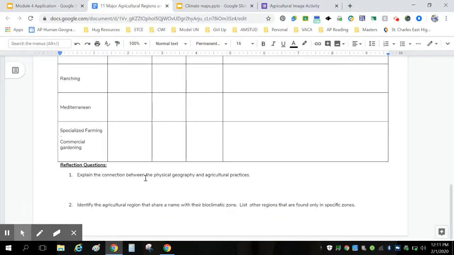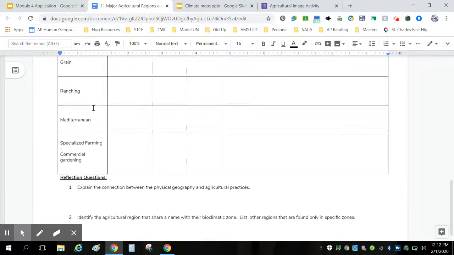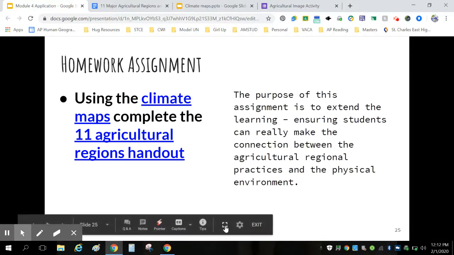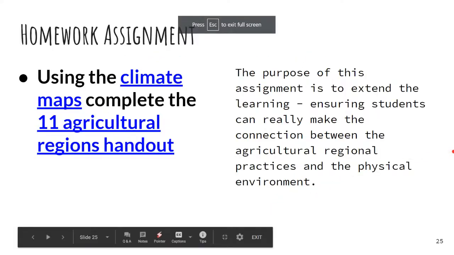And then this whole thing ends with the reflection questions: explain the connection between the physical geography and agricultural practices. Identify the agricultural region that shares the same name with their bioclimatic zone. This one is just Mediterranean, because there's a Mediterranean zone, but then there's also Mediterranean agriculture. I'm not so sure how relevant and important that is. It's more like a close reading activity. I just want to make sure that they're really thinking about what it is that they're looking at. Okay. And that is it.